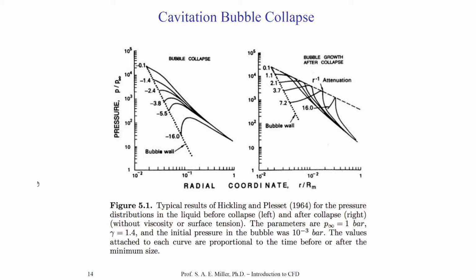The bubble wall is drawn as a dashed line with particular labels, and you can see how the pressures change during formation and collapse of each particular cavitation bubble. This is basically a physical graph for you to understand the physical changes in pressures within the cavitation bubbles.